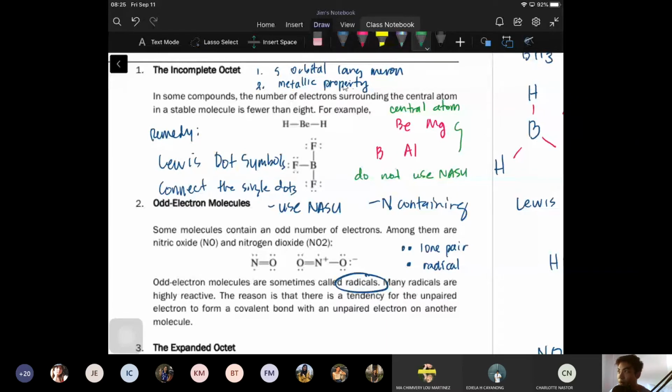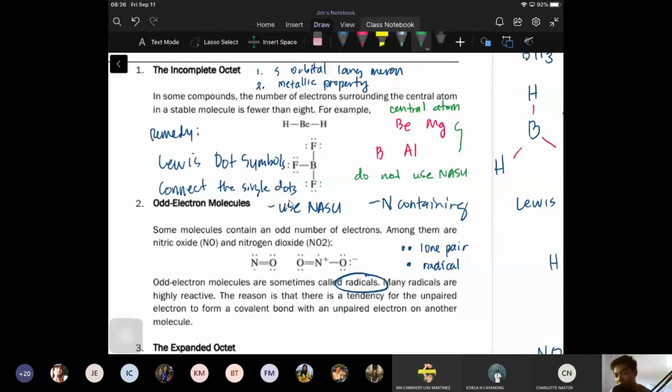S orbital lang meron. It can only accommodate 2 electrons. Metallic property yung atom. So that really don't like electrons, no? Ayaw niya masyado ng electrons. So less than octet siya. So ano yung remedy doon? Lewis dot symbols. Connect the single dots, no?